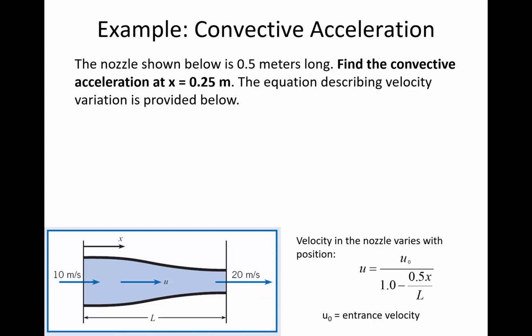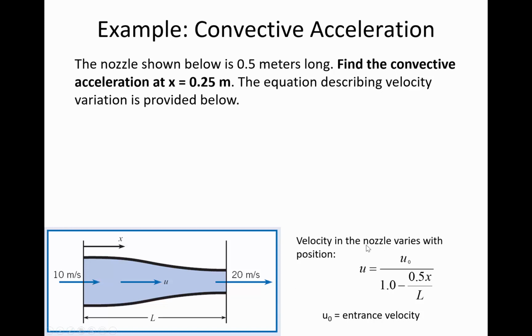So convective acceleration is what causes non-uniform flow. What we're going to do is go through the process of finding out how much convective acceleration there is at the midpoint of this nozzle. This problem statement is saying that the nozzle itself is ½ a meter long. And so L, the length of the nozzle, is ½ a meter. In the middle here, where the walls of the pipe are coming together, that's what's causing the acceleration in the fluid: the diameter is changing.